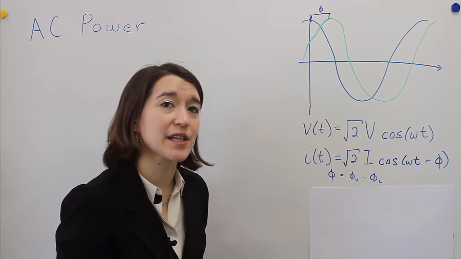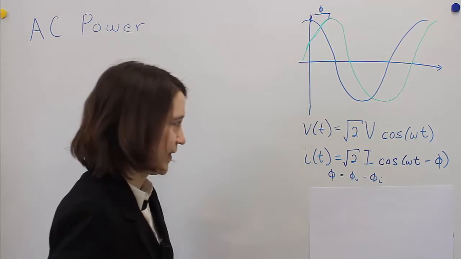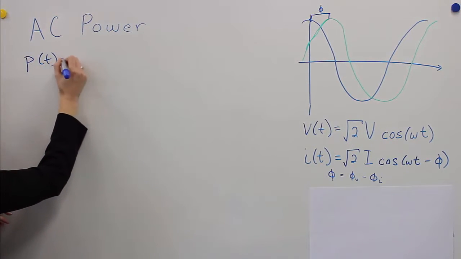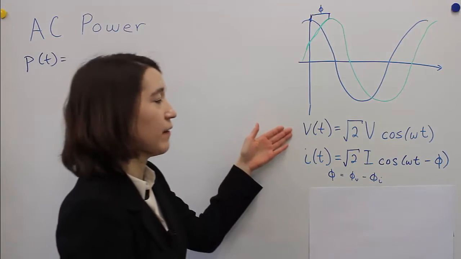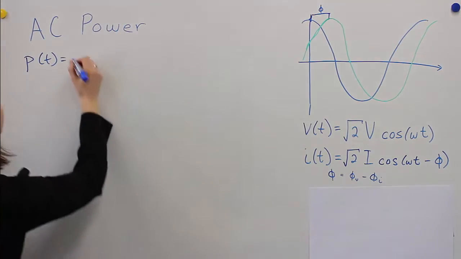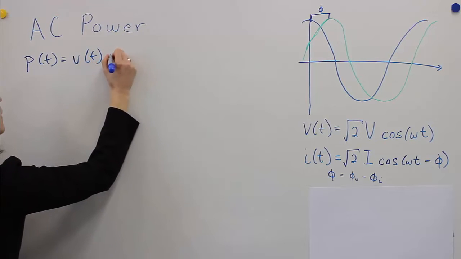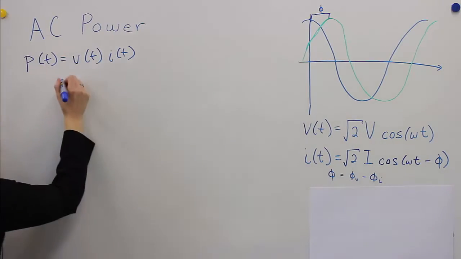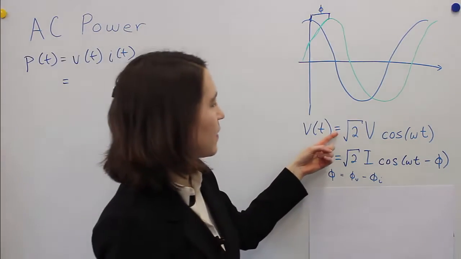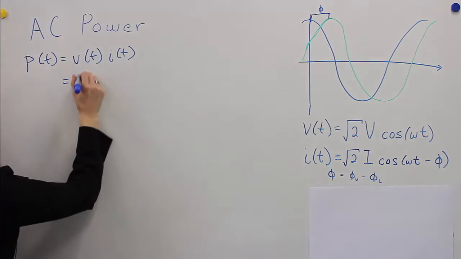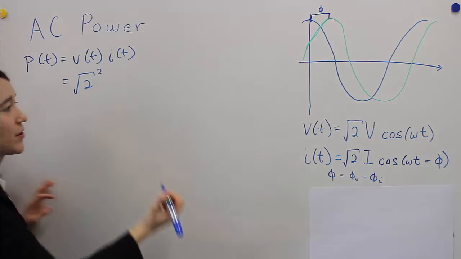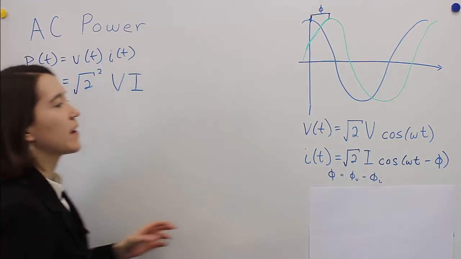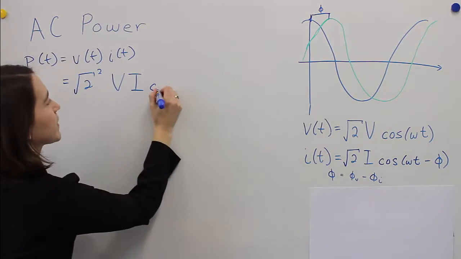If you trust me that these are our waveforms, now we're going to go ahead and calculate the instantaneous power. So instantaneous power, P of t, and all we have to do is multiply the voltage and the current waveform together. Easy. So let's plug in these values. We're multiplying these together. We have a root 2 that we're going to square, so it's just going to be 2. Then we have V and I, the RMS values. And then we have 2 cosines, so let's just multiply them together.